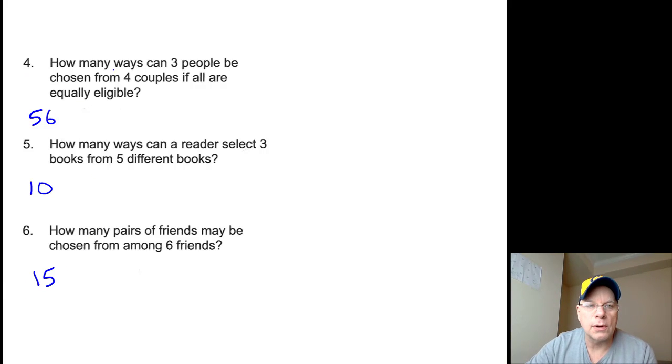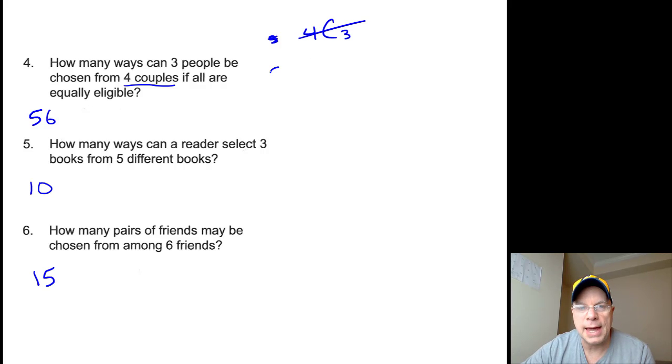The reason number 4 is often missed is because number 4 says, how many ways can 3 people be chosen from 4 couples if all are equally eligible? And so sometimes students will incorrectly think that this is a combination of 4 people taken 3 at a time. But of course, 4 couples is not 4 people, it's 8 people. So this should be 8C3.